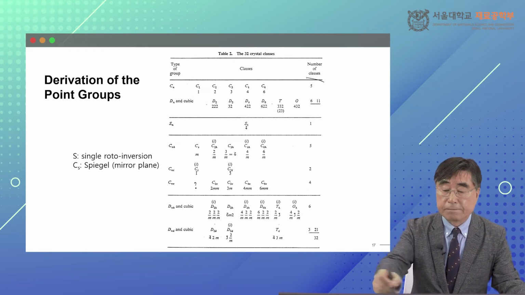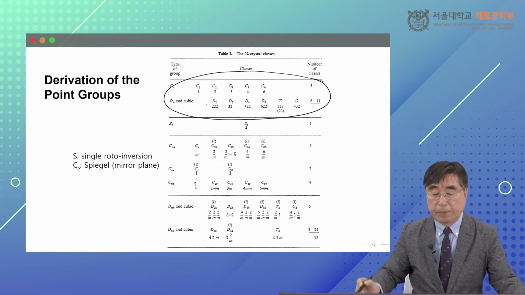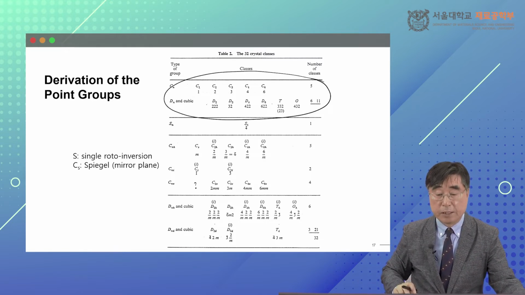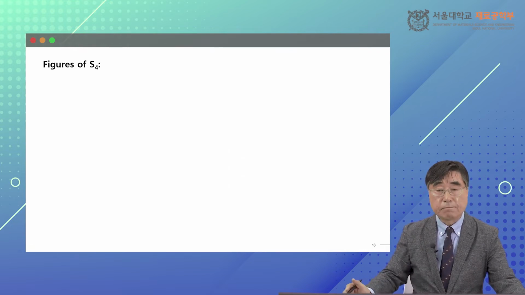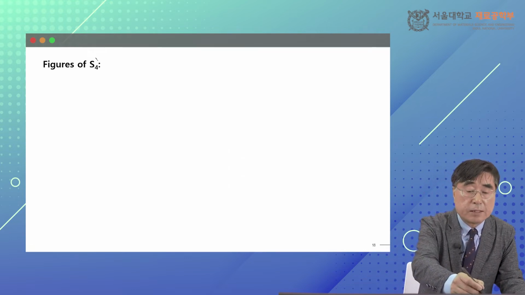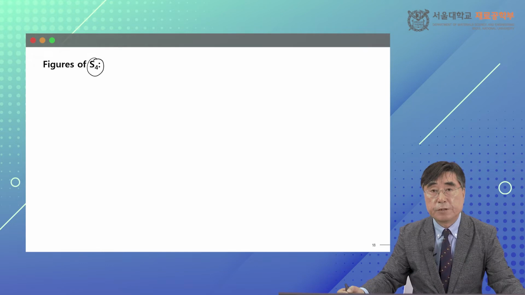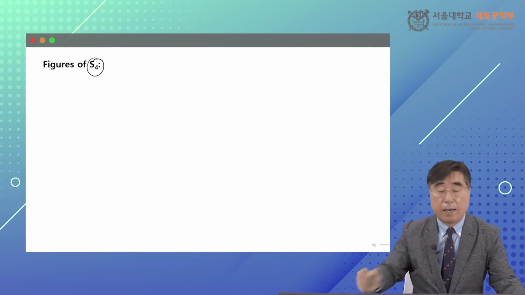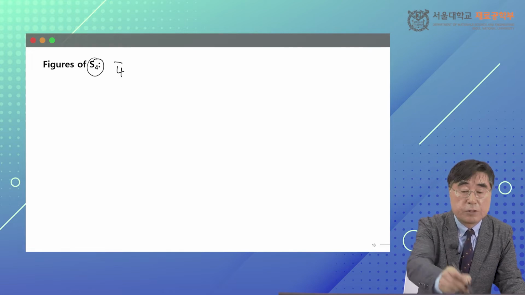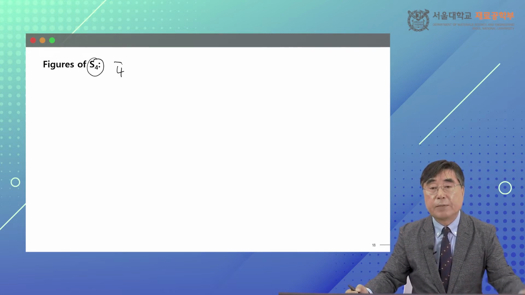So far, I finished this part. Now let's go to the single rotor inversion. S4. This is single rotor inversion operation by the Schoenflies notation. The 4 bar. This is rotor inversion, which cannot be generated by the rotation, mirror plane, and inversion centers. So this should be separately defined.